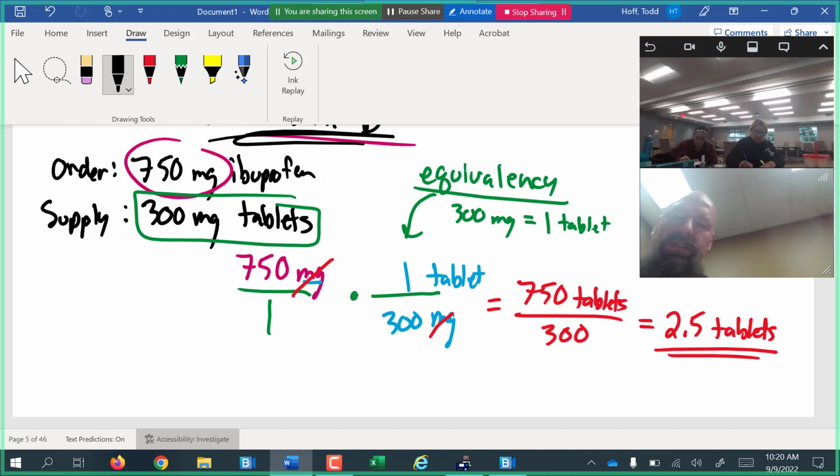So like I said, the beauty of dimensional analysis did not require us to know what was the on-hand dose, what was the vehicle. We just lined up the units and canceled out to get to a unit that we could administer to our patient.